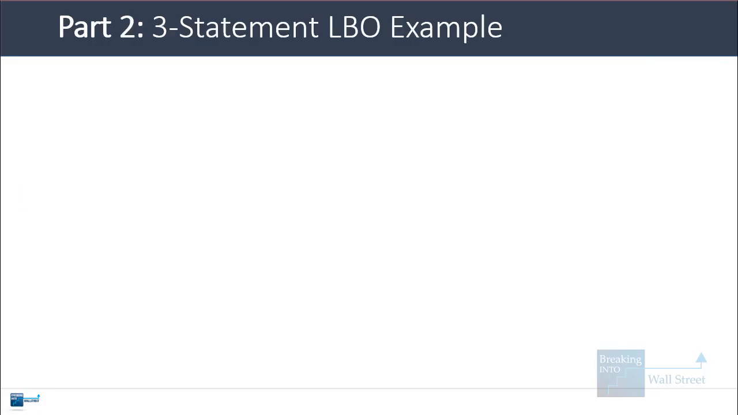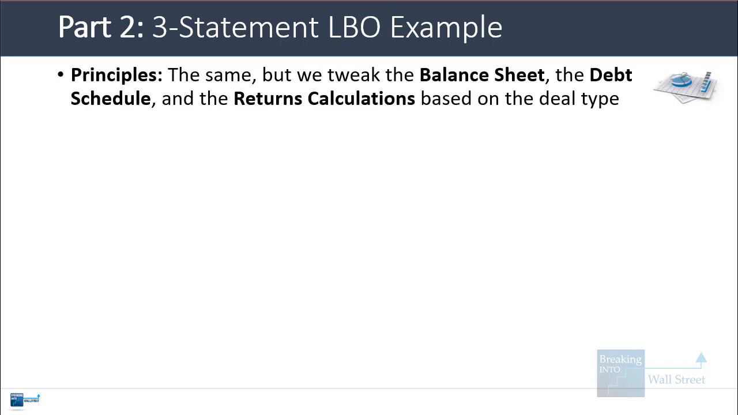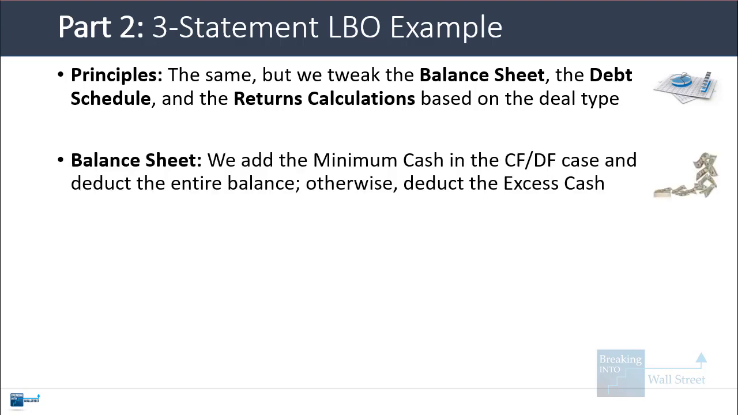Let's go into a more complex example now with a 3-statement LBO model. The principles here are the same, but we need to tweak the balance sheet, the debt schedule, and the returns calculation based on the deal type. So on the balance sheet, we need to add the minimum cash in the cash-free, debt-free case and deduct the entire debt balance. Otherwise, if it's not a cash-free, debt-free deal, we're just going to deduct the excess cash balance.